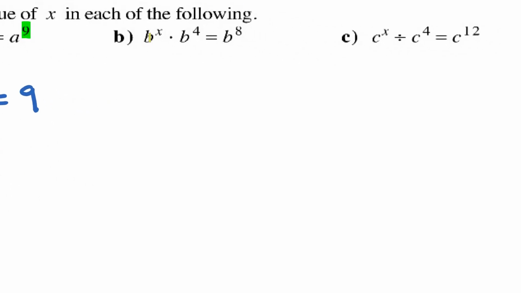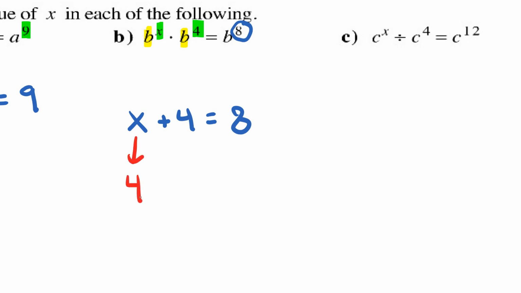For the next one here, once again, the bases are the same, so we're adding the powers, x and a 4. If I add them, I get x plus 4 on the left-hand side, and on the right-hand side the power is going to be an 8, right? If you think about this logically, this should be a 4, right? So 4 plus 4 gives you 8. So the answer there is 4.